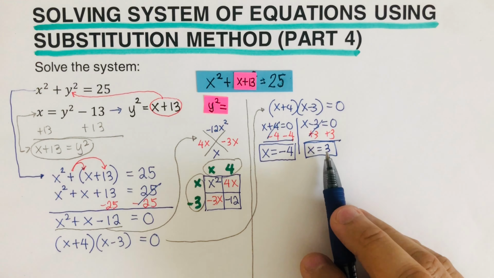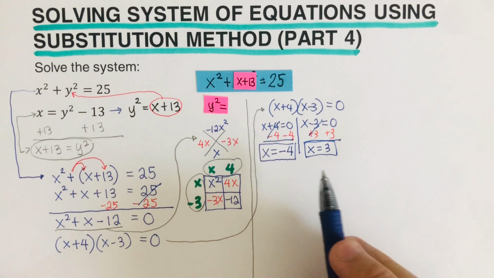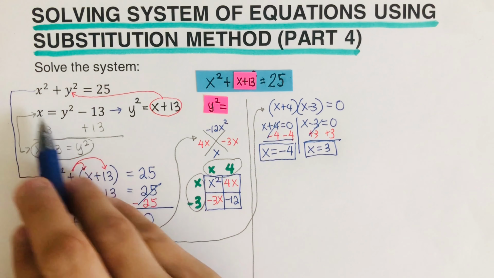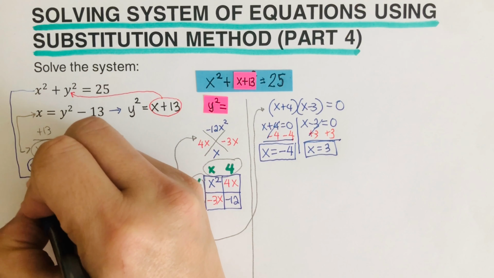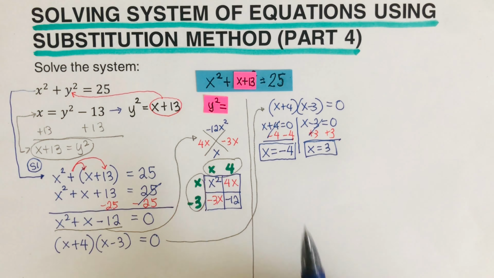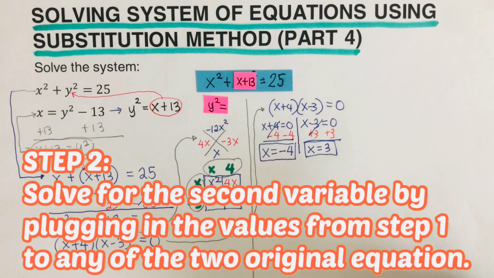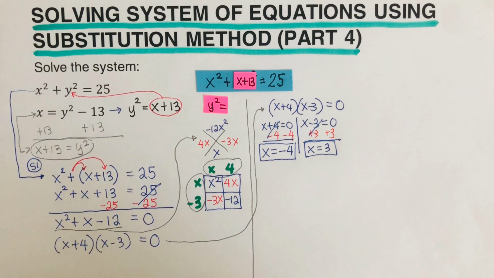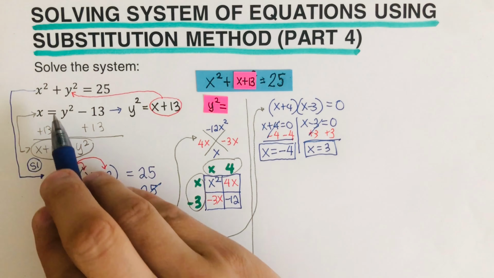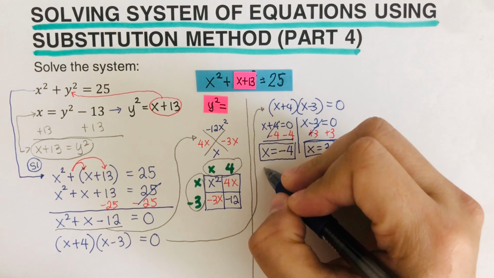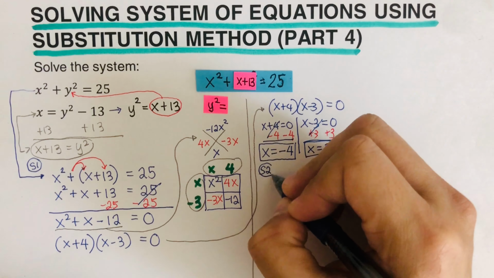So these are the two x values that would work for these two equations right here. Now again, this is the first step. Now we are ready to move on to the second step. The second step is to solve for the second variable by plugging in the values from step 1 to any of the two original equations to solve for the other variable. So since we already have the first variable x, we are supposed to solve for the other variable, which is y. So I'm gonna label this as step 2 right here.